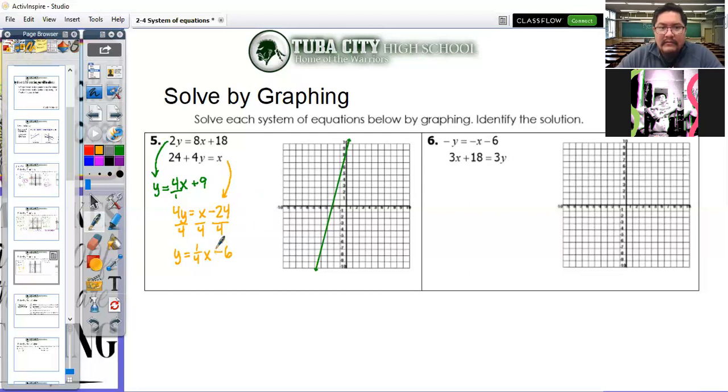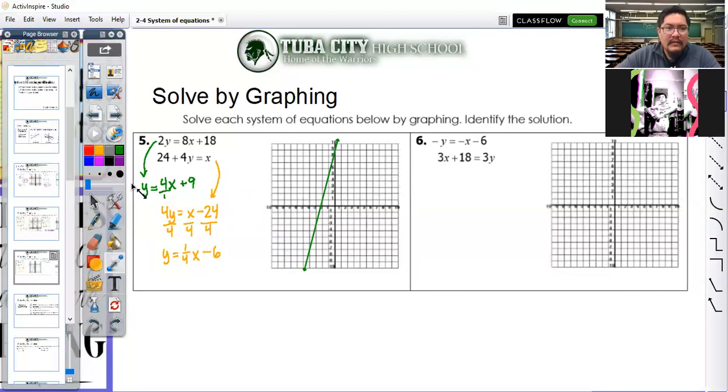All right, now I think we're ready to graph the second one. So in this case here, I'm going to start at -6, which looks like we're going to start right there. And then up 4 over 1. So up 1 over 4. My 1 is the top number. And try to get that as clear as I can.